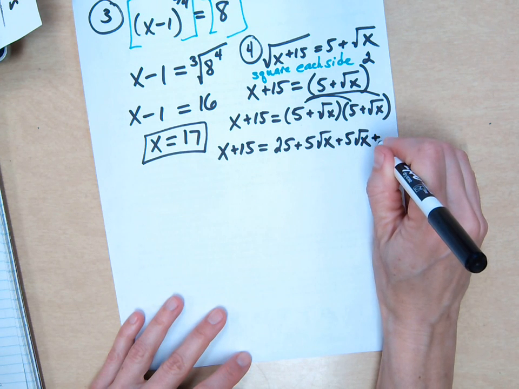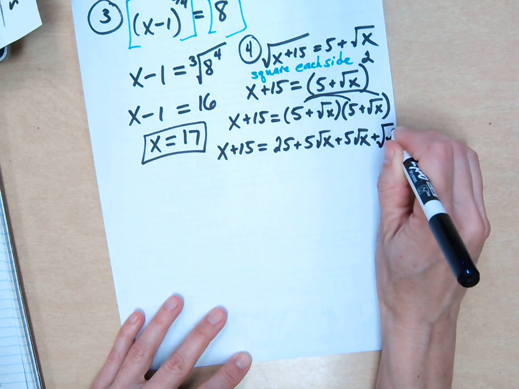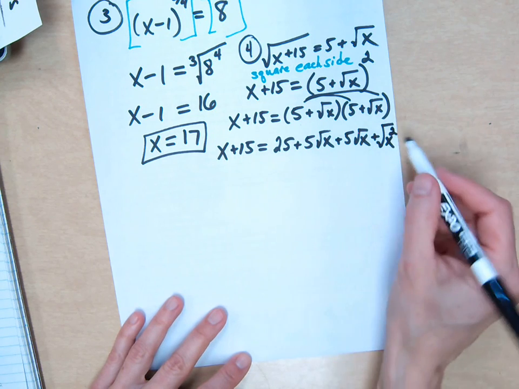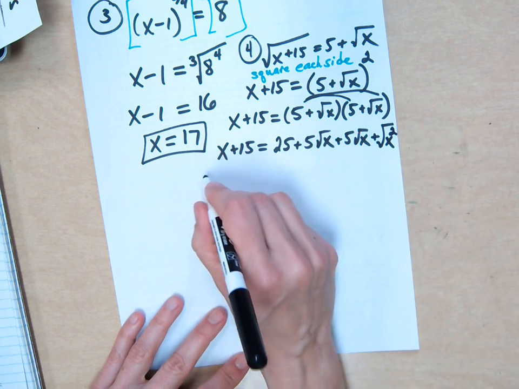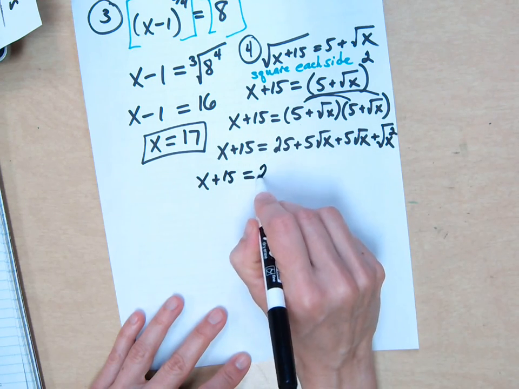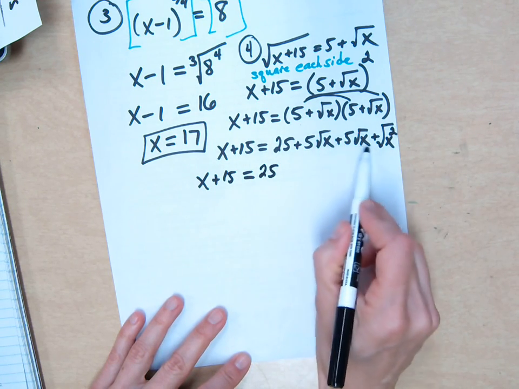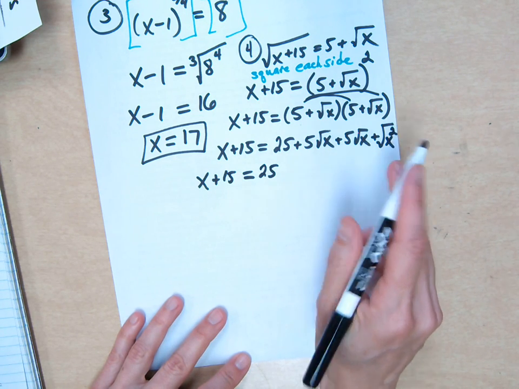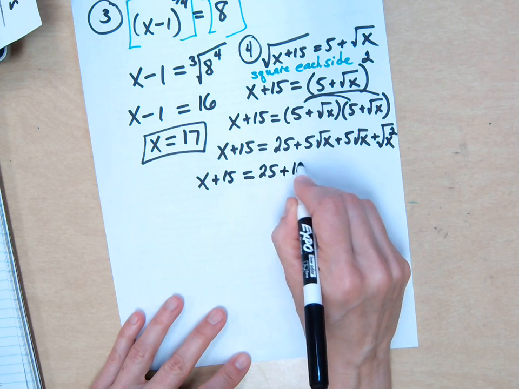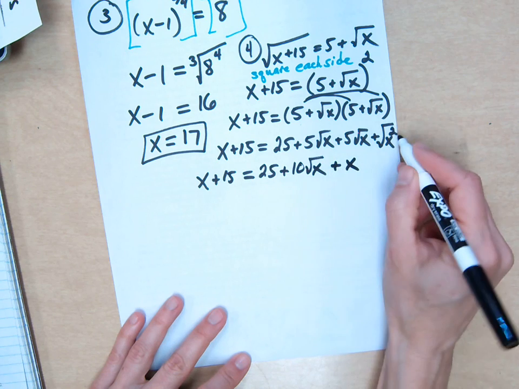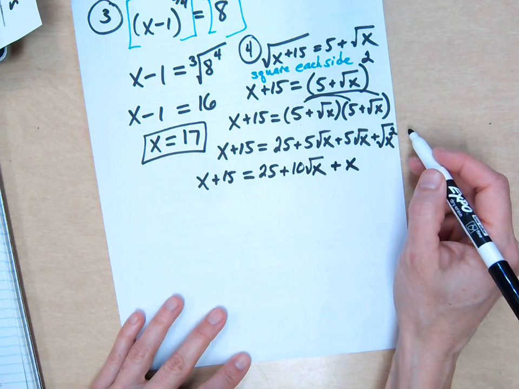And then what's root x times root x? Isn't it just the square root of x squared? So I'll write the square root of x squared, and what is the square root of x squared? Just x, that's right. So now we have x plus 15 equals 25, and then we have like terms here. 5 of something plus 5 of the same thing is how many? 10 of them. So 10 root x when you add those together. This is just x because the square root and the squared cancel.